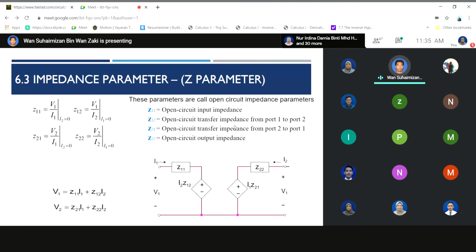So these are the names for the Z parameters, right? We call Z11 the input impedance, and Z12 the open circuit transfer impedance from port 1 to port 2. Basically you don't have to remember these names, but you need to understand how, from Z11, Z21, Z12, Z22, you convert to an equivalent circuit that represents this Z parameter model. Okay.